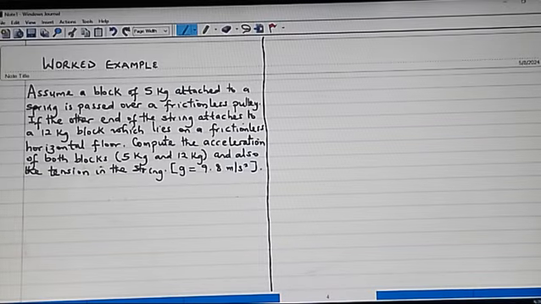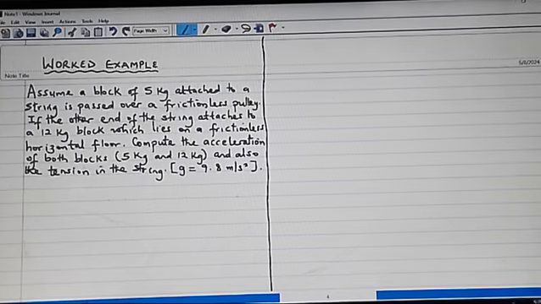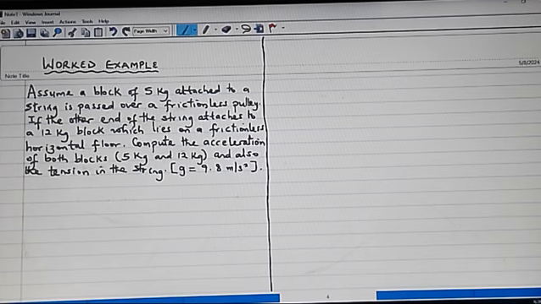Now we have a simple example. Here we have a block. We are told to assume that a block that has 5 kg is attached to a string and is passed over a frictionless pulley. If the other end of the string attaches to a 12 kg block which lies on a frictionless floor, we are asked to compute the acceleration of both blocks and also the tension in the string.